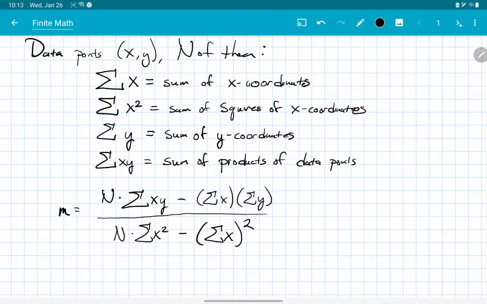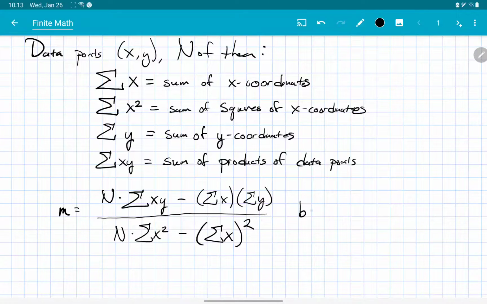Don't worry. Just give it a minute there. I'll give you a minute to write that down, or a few moments. Okay, so that gives you the slope of the least squares line.